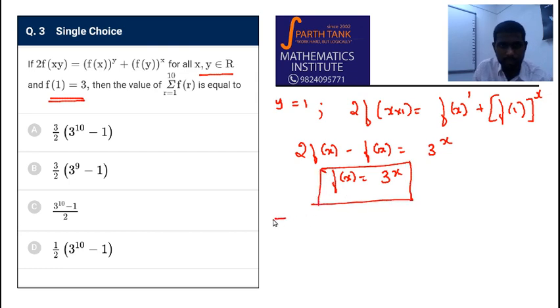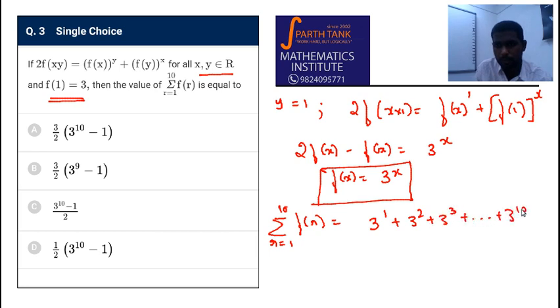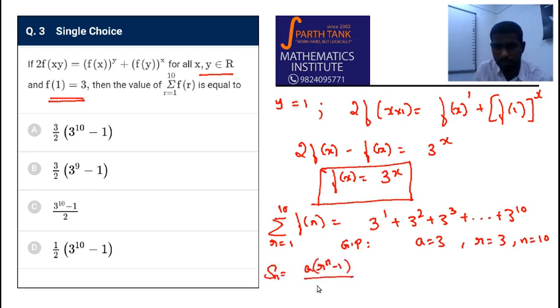Right? So summation r is equal to 1 to 10 f of r is nothing but 3 power 1 plus 3 square, 3 cube, and so on up to 3 power 10. This is a geometric progression. First term 3, common ratio also 3, number of terms 10. Now sum of n terms in a GP is r raised to n minus 1 by r minus 1 when r is greater than 1, right?